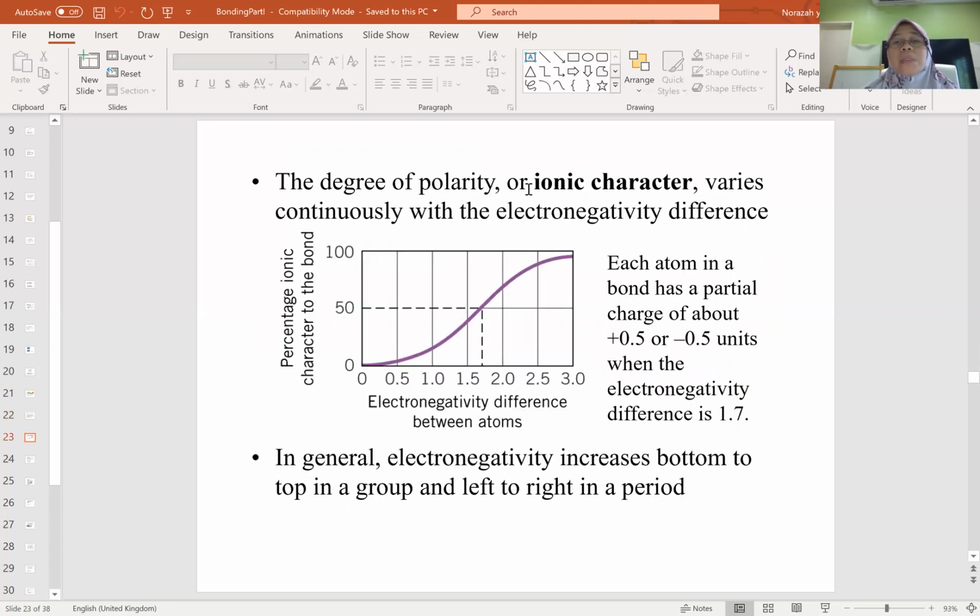So the degree of polarity can increase the ionic character of the compound. So that will determine how you handle the compound. If you are to dissolve the compound or the substance, then you have to think about the polarity, and therefore you can think about what kind of solvent to use to dissolve that particular compound. So let us look at the video related to this.